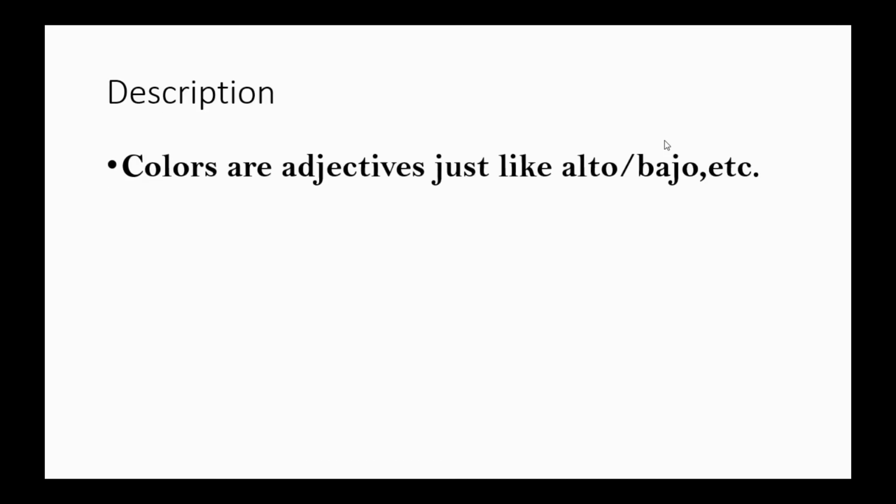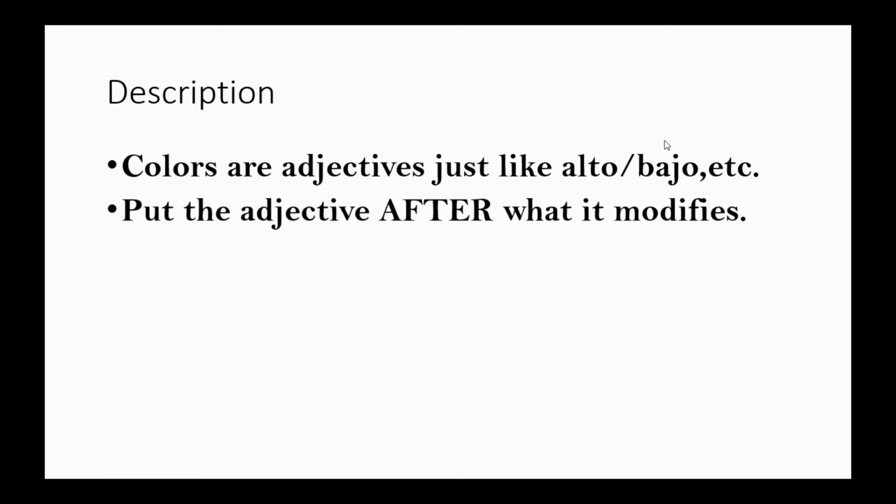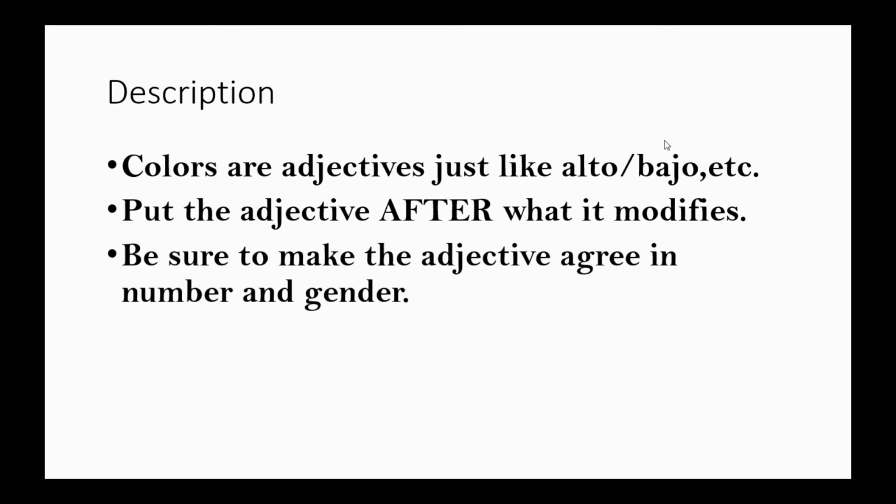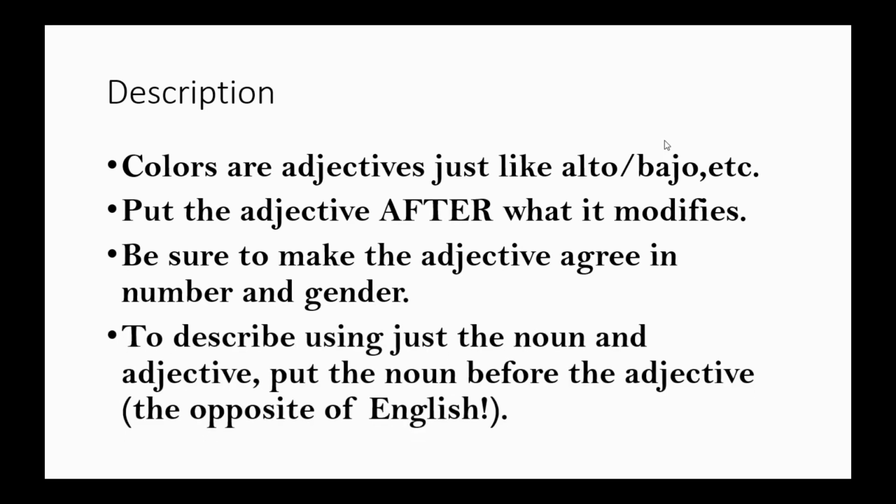Okay, so that's all we're going to do for colors at this point. Colors are adjectives, and you need to make them agree with whatever they modify. You're going to put the adjective after what it modifies. So if I want to say the white dog, el perro blanco. The other thing you have to do is make them agree in number and in gender, and I'll show you what I mean by that in a minute, although I know we've talked about it already.